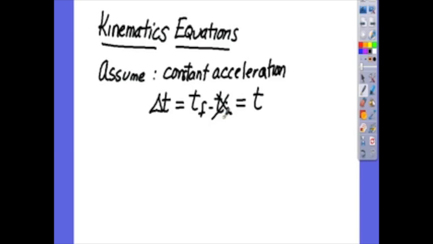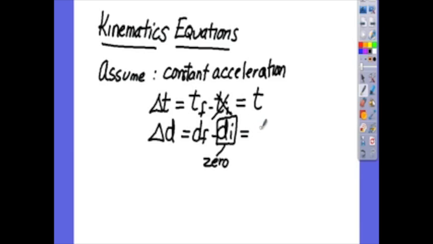What we also can do is talk about the displacement delta d and understand that delta d is again d final minus d initial, the final minus the initial position. So if our initial position ends up being the origin of our graph, we can actually just say that this is going to be 0. And if it is 0, then we can change delta d to just d, the final position.